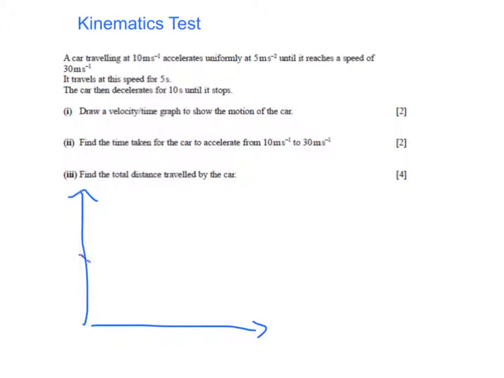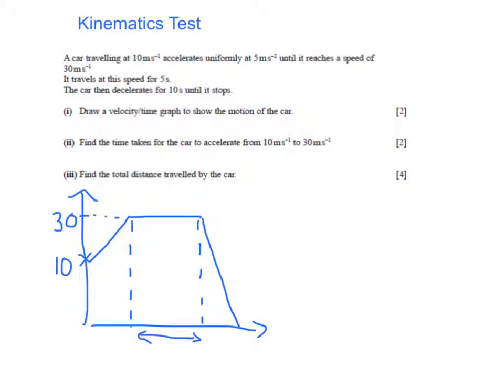So a car's travelling at 10, accelerates, reaches a speed of 30, travels at a constant speed, and then decelerates. And we have key points when it comes to time. And what we know is that it travels at the constant speed for 5 seconds and it decelerates for 10 seconds.